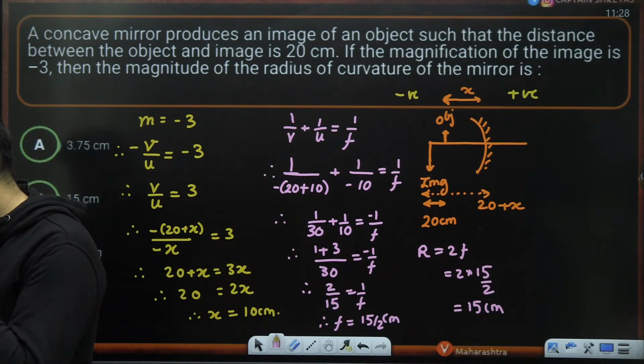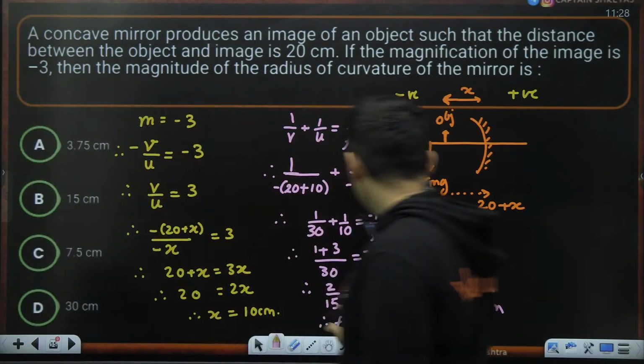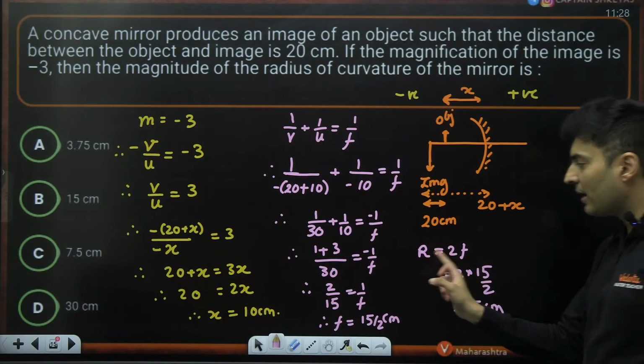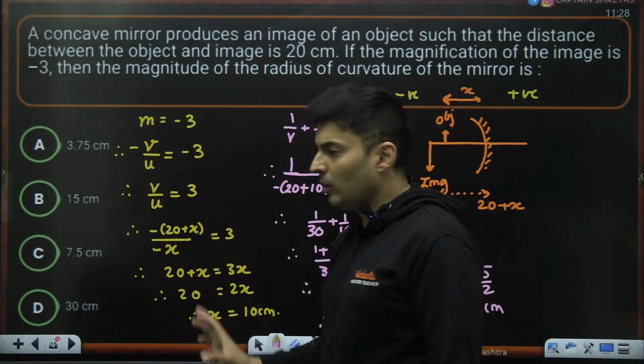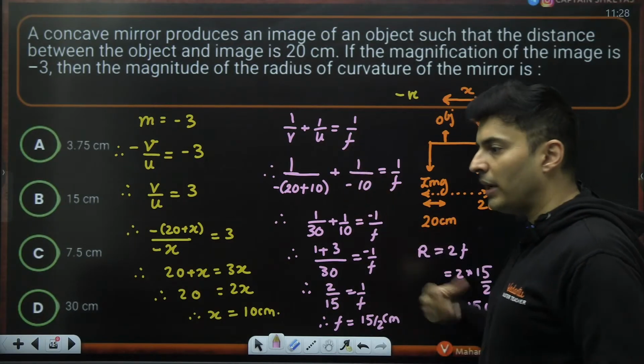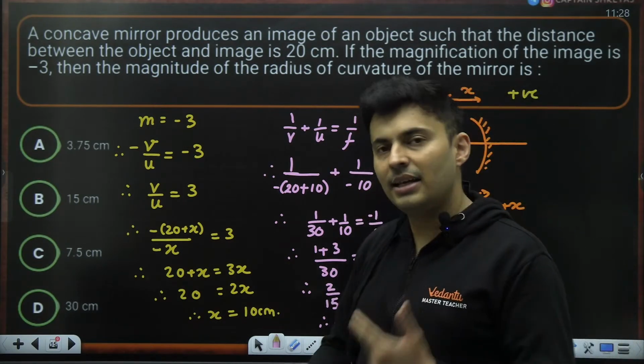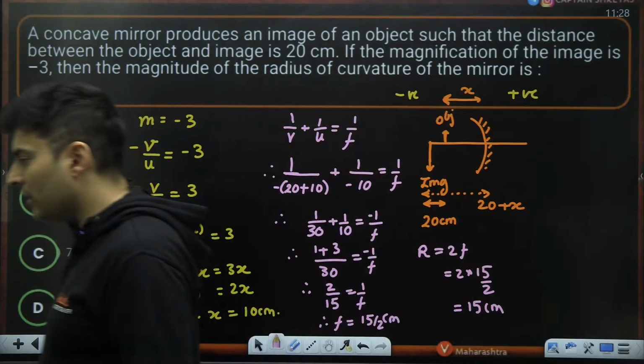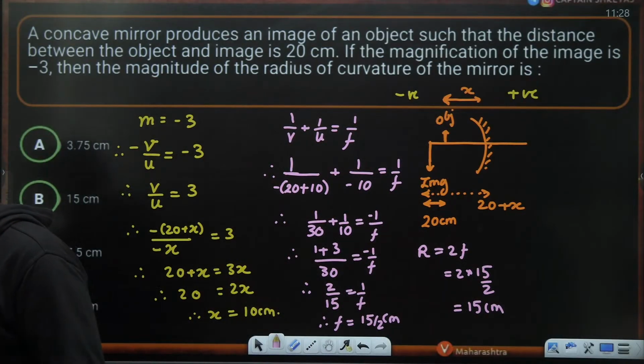Yes, we will use the formula R is equal to 2f towards the end, not now. Before that, we have to use the mirror formula to find the focal length, and then we will use R is equal to 2f. Okay, Nikhil? Fine. I hope you guys are getting a hang of how to solve these questions.